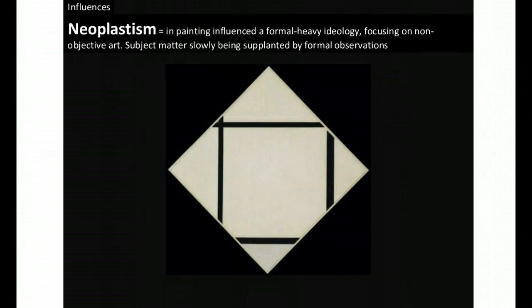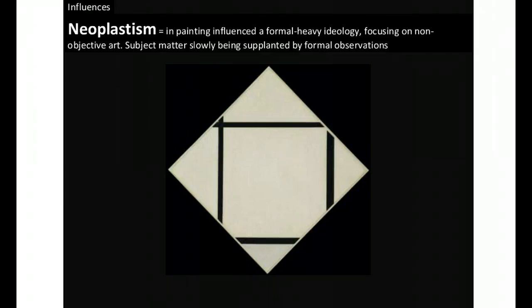Now, I didn't really talk all that much about neoplasticism before, so I just want to give you a bit of an understanding. So neoplasticism in painting influenced a formal, heavy ideology. So the idea that this painting by Piet Mondrian, that I'm not giving you any information on, so it's not going to be on any exam, this painting is about the limitations of working in a two-dimensional realm.